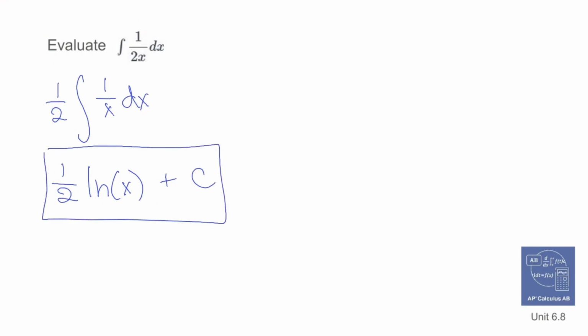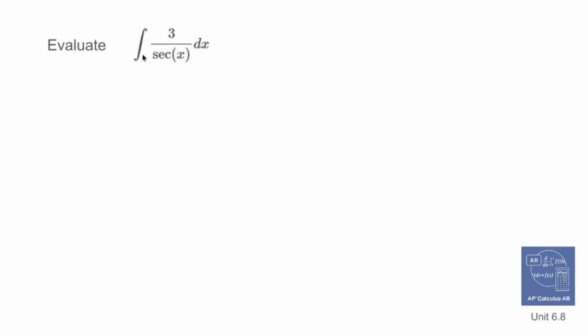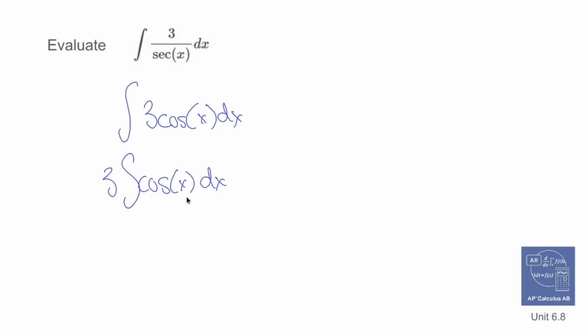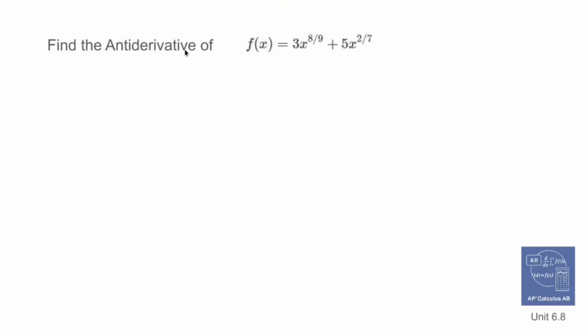Evaluate this indefinite integral, 3 over secant x dx. Well, I don't like the way that looks. I don't like secant just hanging out there. Let's bring it up there and call it cosine, like that. While we're at it, let's rip out that 3 because we can. As you do more of these, you'll realize that stuff like that's not necessary. Maybe you can skip that step. But now I have the integral of cosine. Gross.